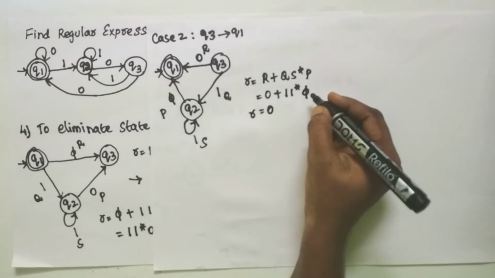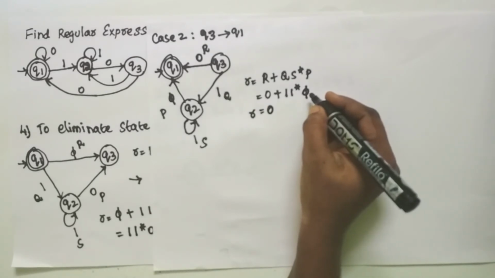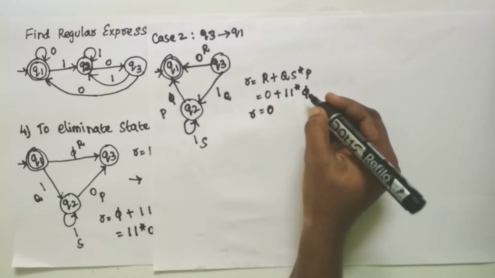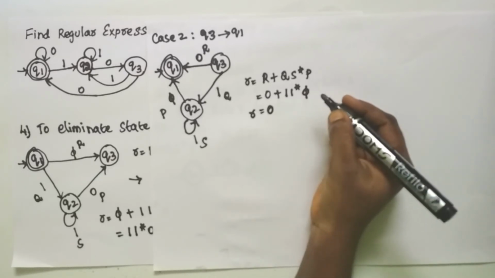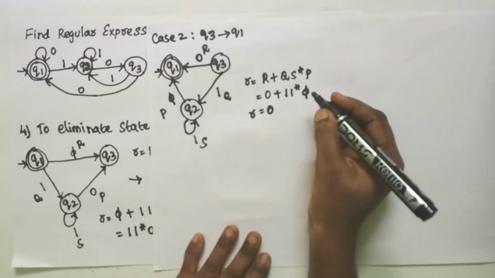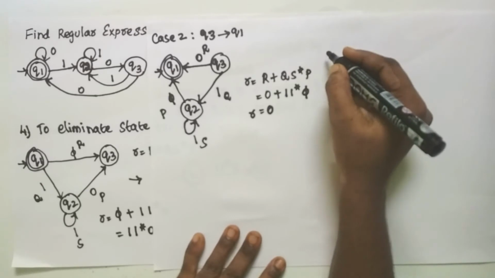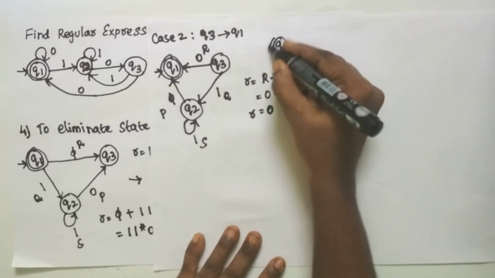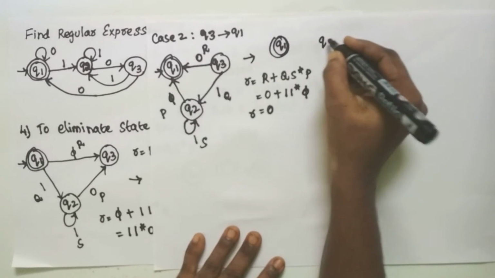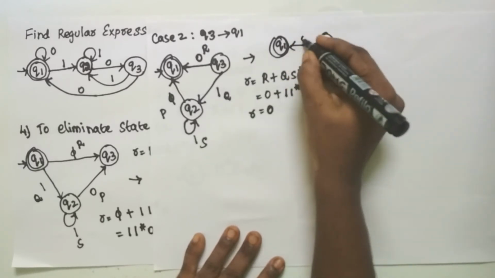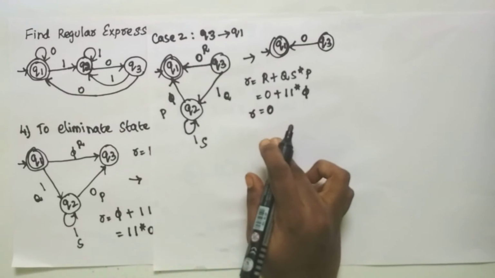Because the minimization rules have to be applied clearly, you have to apply very clearly only for pi and epsilon. So pi into R will be only pi. So you will have only 0 as the answer. So here for the path from Q3 to Q1 you will have only 0. So here after eliminating the state Q2, here for Q1 the initial, and Q3 to Q1 it is only 0. So this is what is case number 2.